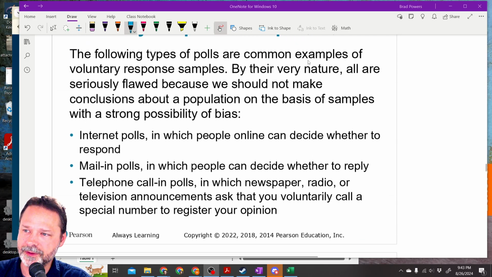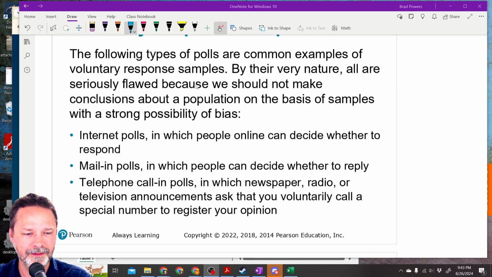The following types of polls are common examples of voluntary response samples. By their very nature, all are seriously flawed because it's not random. We talked about that in the last video. We love random. Voluntary response is not random at all because you're going to hit just those people who are like, yeah, I want to volunteer. There's a certain kind of person. Those kinds of people might have certain things in common with each other and be different from other people, so we don't know if our data is going to be skewed by that. The more random, the less those kinds of things might come up.